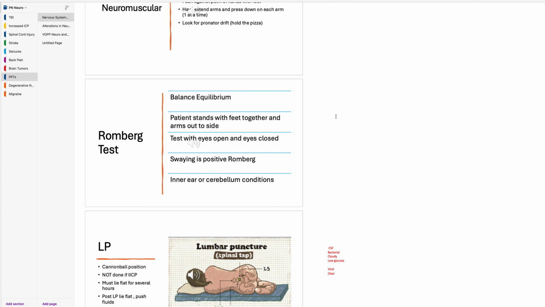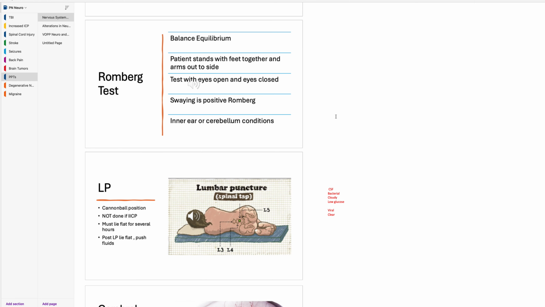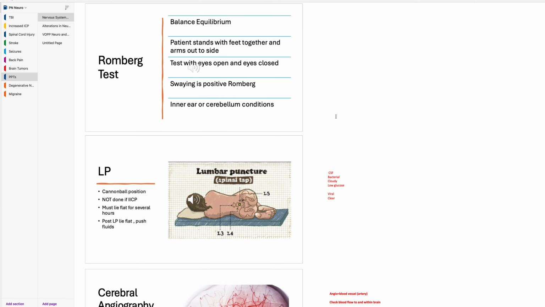All right, LP, lumbar puncture. We went over this in class. Positioning is important. You have to get a consent and do a timeout. So cannonball positioning. It's not done if they have increased intracranial pressure. They have to lie flat for several hours after, and that's to prevent a spinal headache, which is really excruciating. And you want to push fluids so you are putting back fluid into the body that you took out.